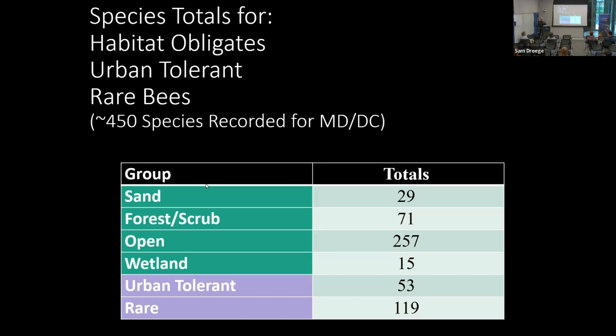And the habitat types here: sand, forest, scrub, open, wetland. I'll talk about a little bit more. But basically, what we're talking about, these are the species that, if you remove the wetlands, those wetland species would disappear.